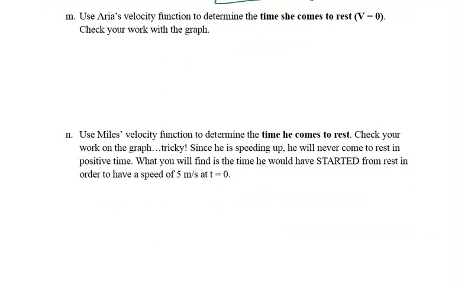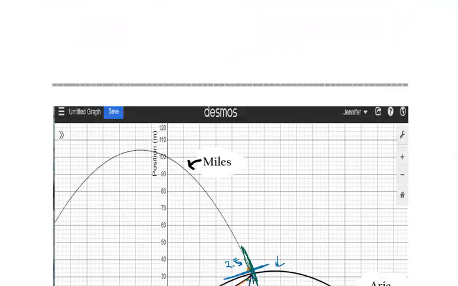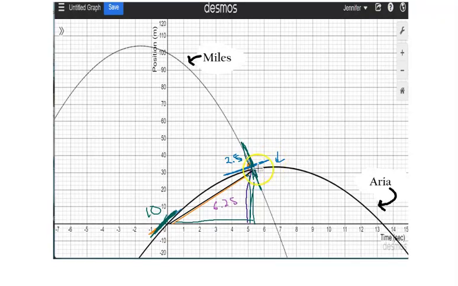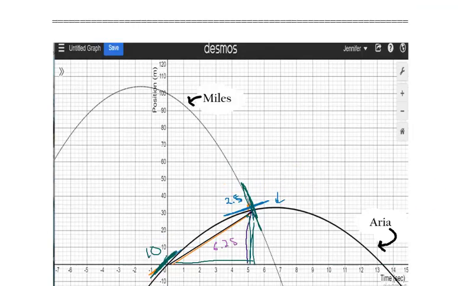Use the velocity function to determine the time she comes to rest. Again, she was pretty close to the vertex at 5, and you can eyeball this. Looks like it's somewhere between 6 and 7.